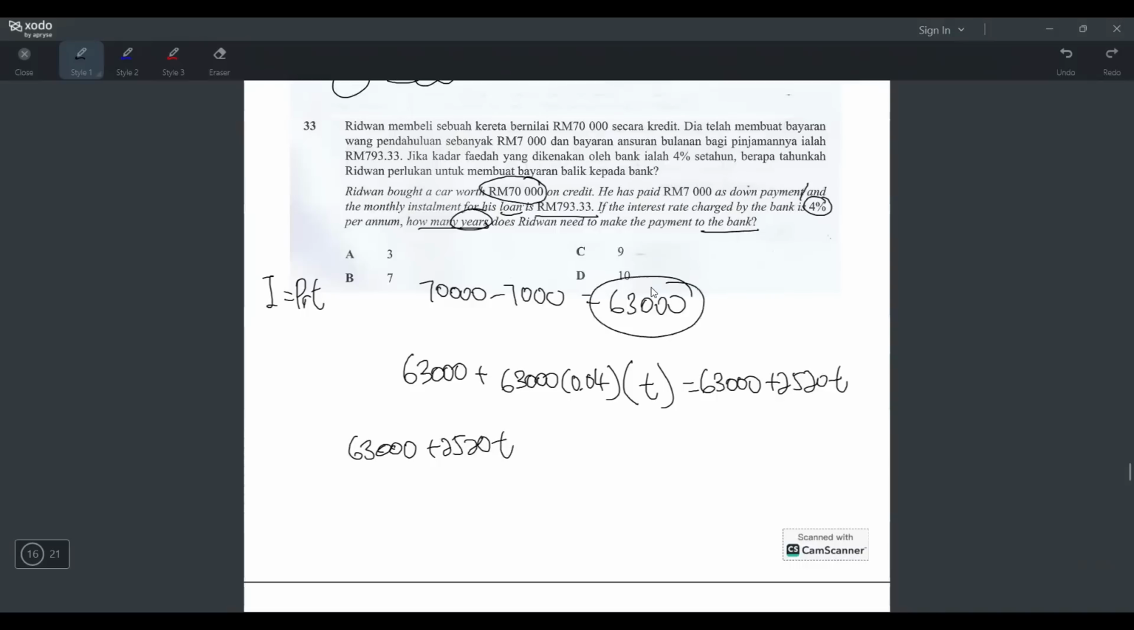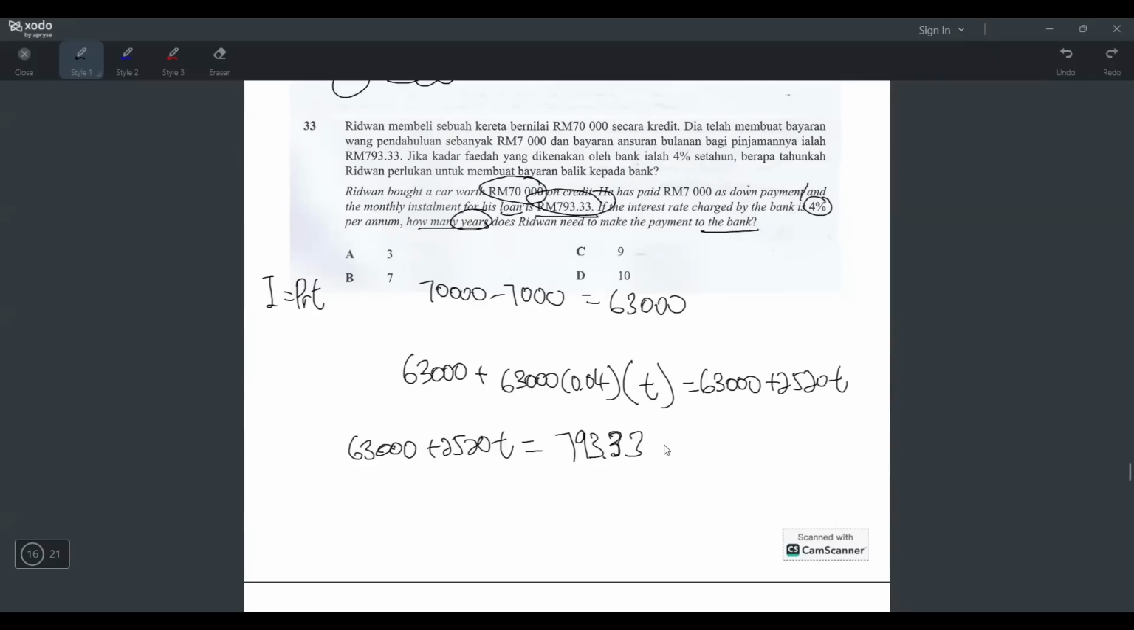It means you borrow 63,000. But when you pay back to the bank, you pay back 63,000 plus 2520T because of the interest. That's why when you repay, there is an extra charge. You have to pay back a bit extra, right? So can you tell me how to link this with the monthly installment? Okay, monthly installment means the amount you pay to the bank in one month, right? So, can I write equals to 793.33? Cannot, this is wrong. If you write like this it is wrong.